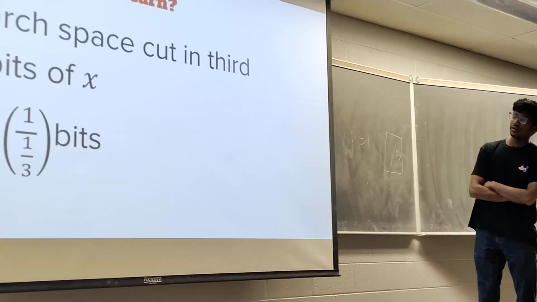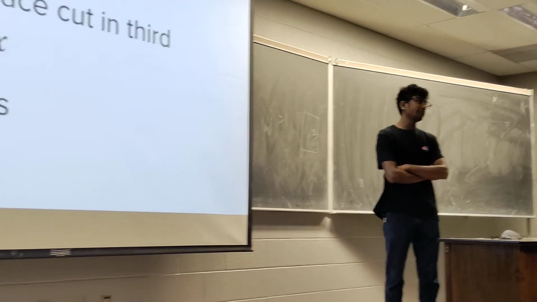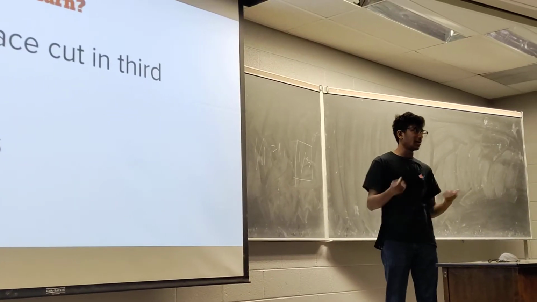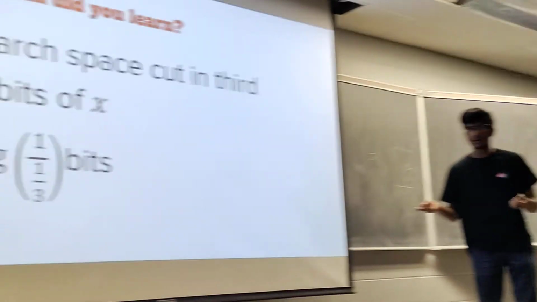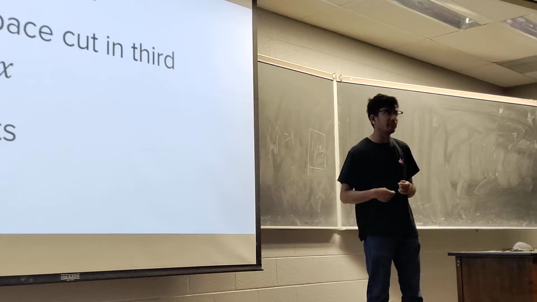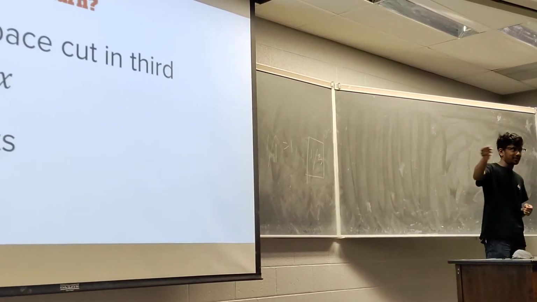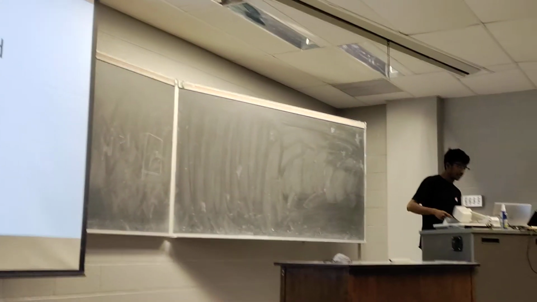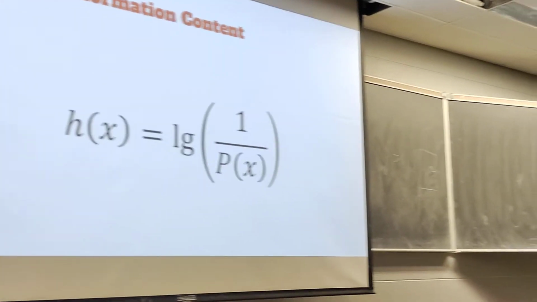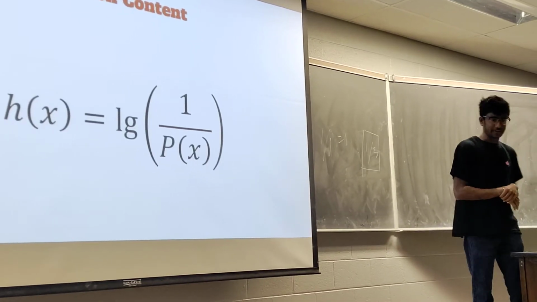We got log of 1 over a third bits, right? If you plug in a half for where the 1/3 is, you'll get 1 out. If you plug in a quarter, you'll get 2 bits, and you kind of see where the definition came from. If you just plug in a bunch of values, the curve makes sense. So if we cut our search space in a third, we get log of 1 over a third bits of information. This is nice because it's a bit number, and we can compare things. We have a consistent unit of measurement. So this is what I call the Shannon information content: h of an event x is log of 1 over the probability of that event.